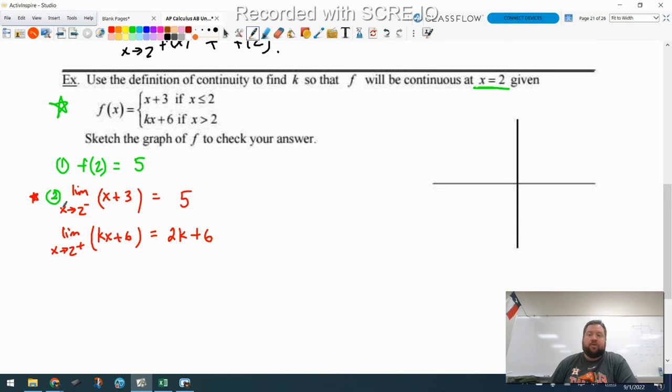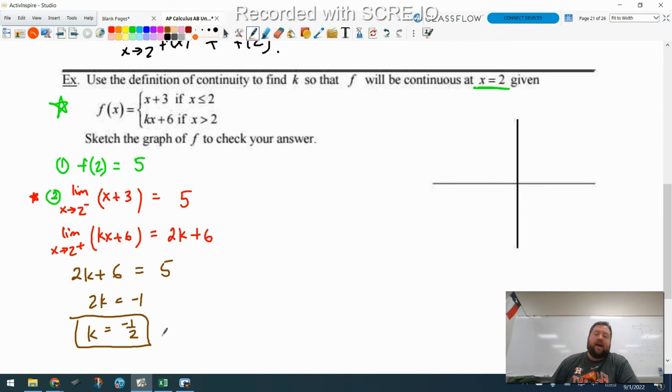Okay, for number 2 to be true, for the limit to exist, my two limits have to equal each other. 2k plus 6 has to equal 5. Subtract 6, 2k is equal to negative 1, k is equal to negative a half. There's our answer. Okay, and what we're saying is that if k is equal to negative a half, look what happens if I plug that in. I get 2 times negative a half plus 6. 2's cancel. Negative 1 plus 6 is equal to 5.